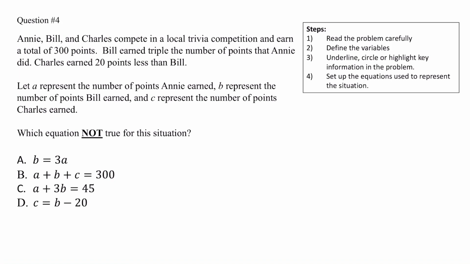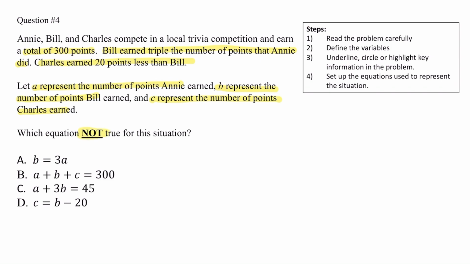So in this problem, it says that Annie, Bill, and Charles competed in a local trivia competition and earned a total of 300 points. Bill earned triple the number of points that Annie did. Charles earned 20 points less than Bill. Let A represent the number of points Annie earned, B represent the number of points Bill earned, and C represent the number of points Charles earned. Which equation is not true for this situation?